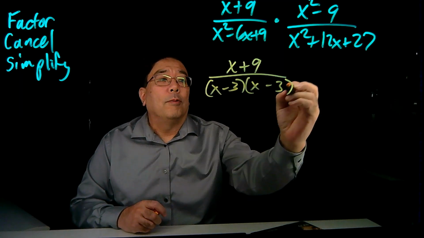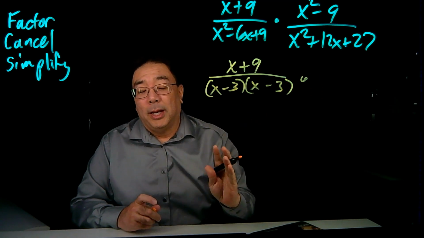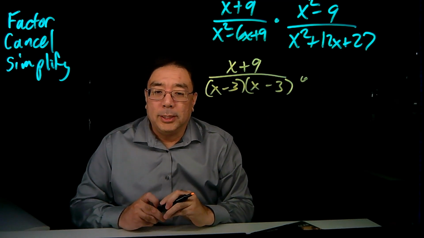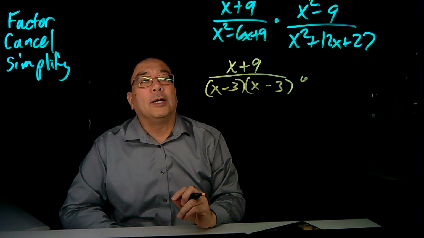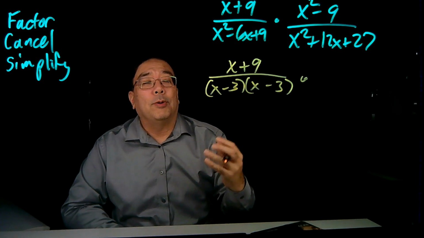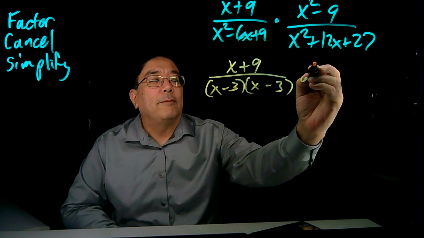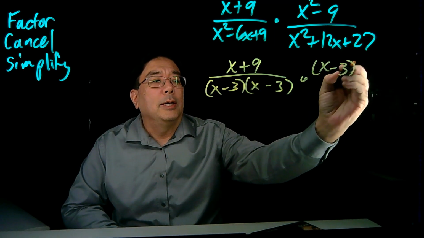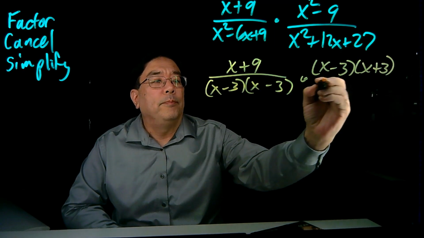And now, what about that x squared minus 9? So hopefully by now you've seen enough examples of these difference of squares. So you think, okay, that's x squared minus 3 squared. So that factors to x minus 3 times x plus 3.